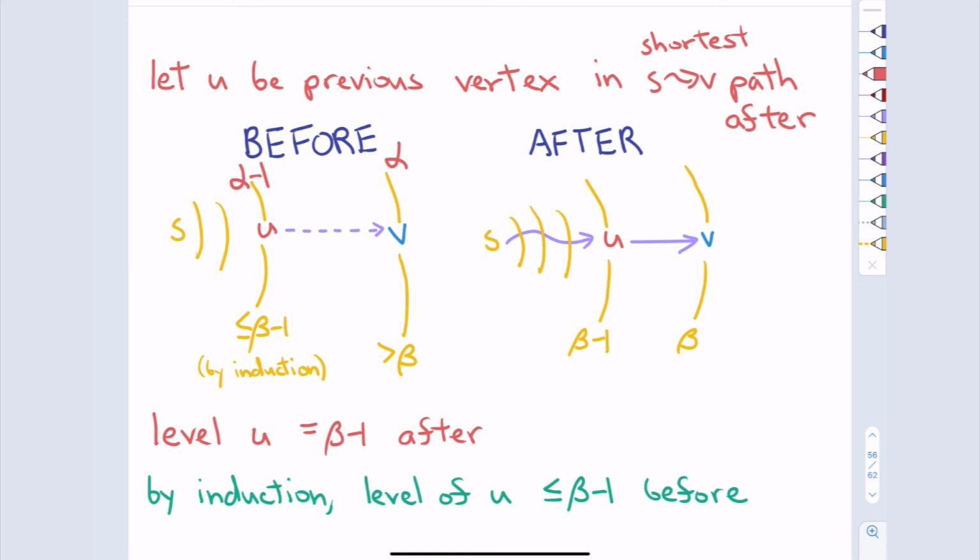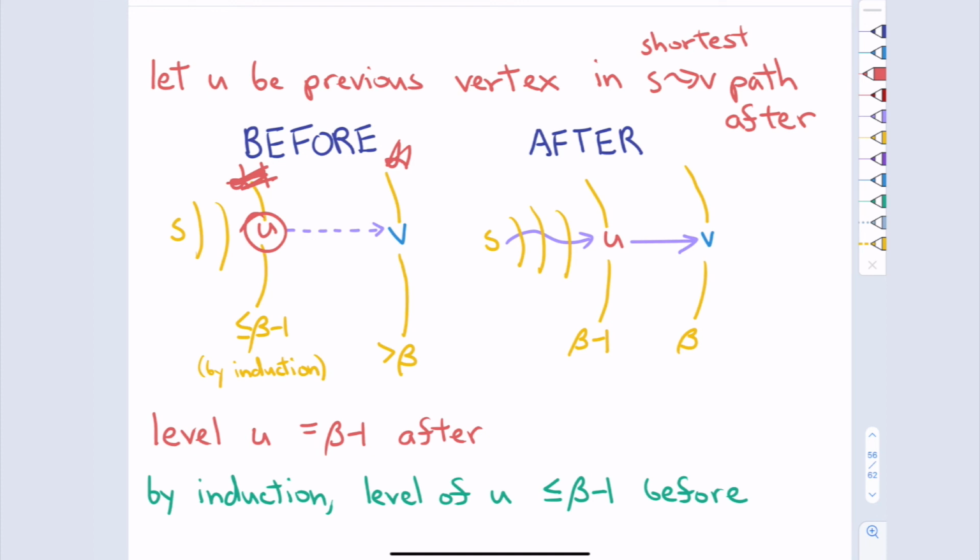Okay, so I think we're actually doing induction on beta. The level of U is equal to beta minus 1 just after the augmentation, by choice of U. So I'm actually looking at the shortest path from S to V after the augmentation. And so by induction on beta, whatever level U was at before the augmentation was less than or equal to beta minus 1.